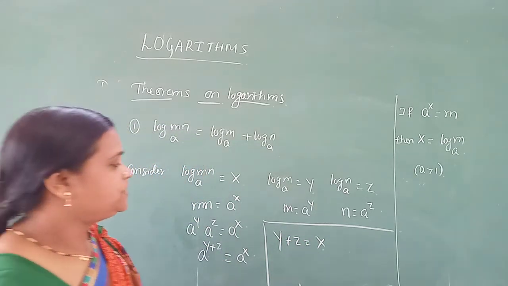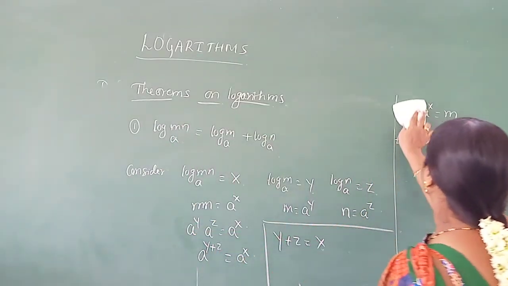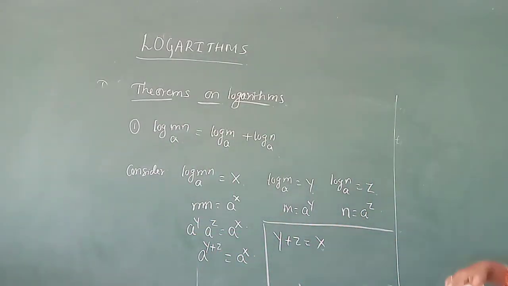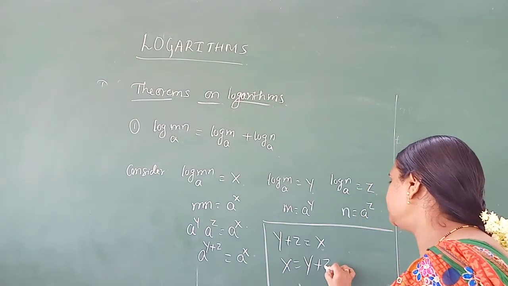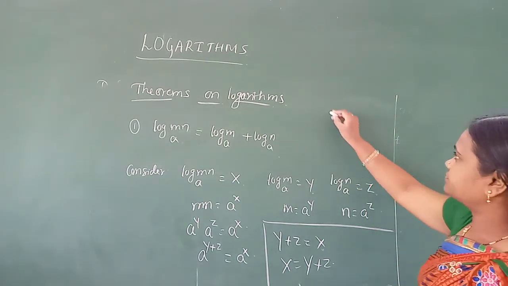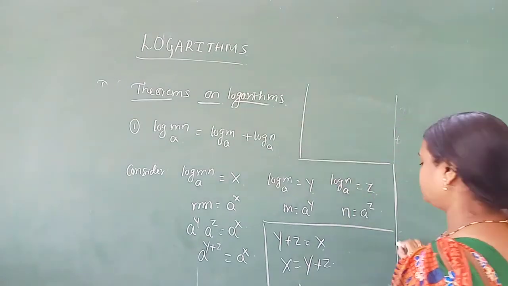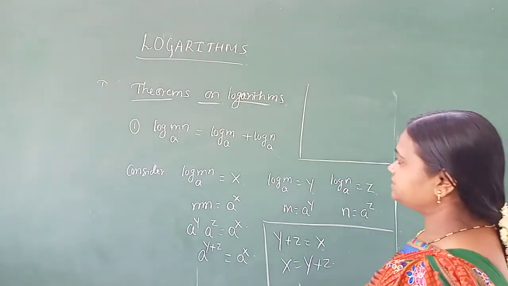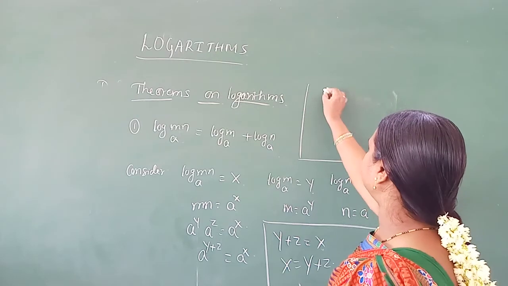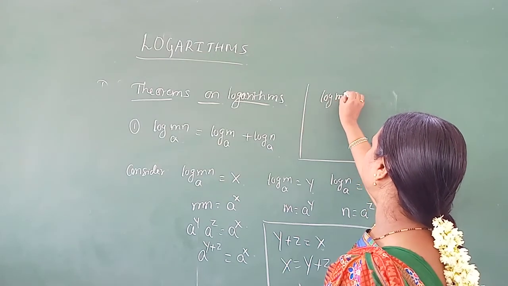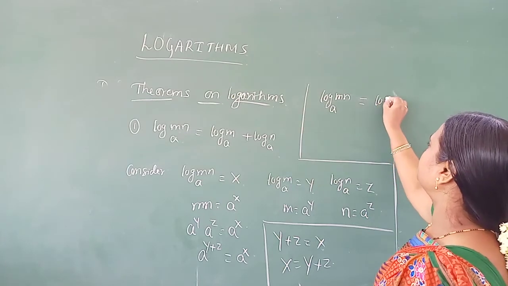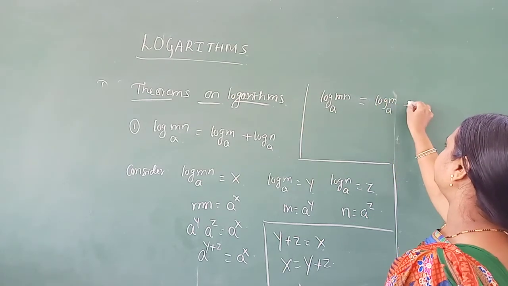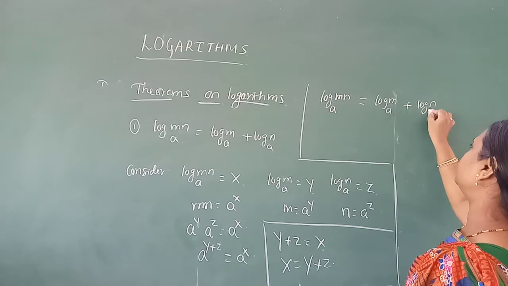Correct? y plus z is x. Next, rewrite: x is equal to y plus z. Then, what does x represent? x represents log of mn to the base a. y represents log of m to the base a. z represents log of n to the base a.